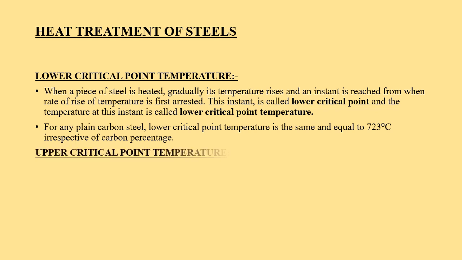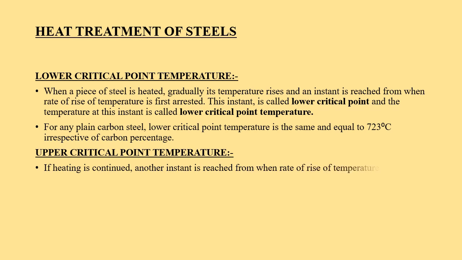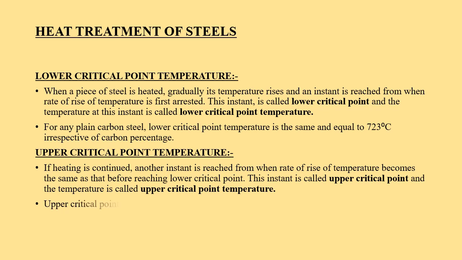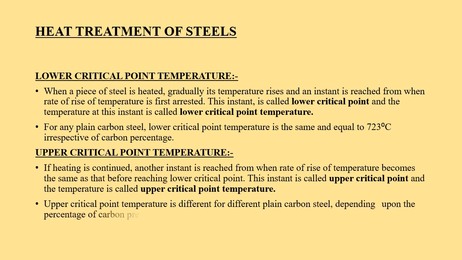Now, upper critical point temperature. If heating is continued, another instant is reached from when the rate of rise of temperature becomes the same as that before reaching the lower critical point. This instant is called the upper critical point and the temperature is called upper critical point temperature. Upper critical point temperature is different for different plain carbon steel depending upon the percentage of carbon present in the steel.